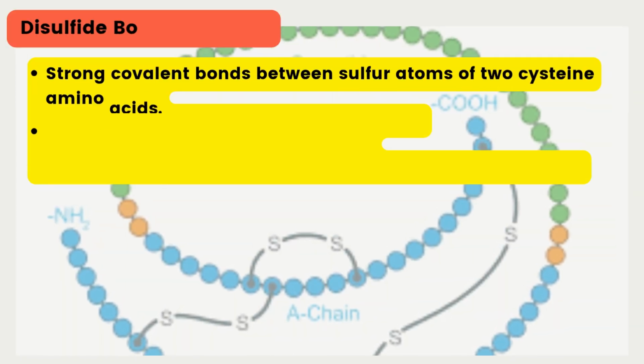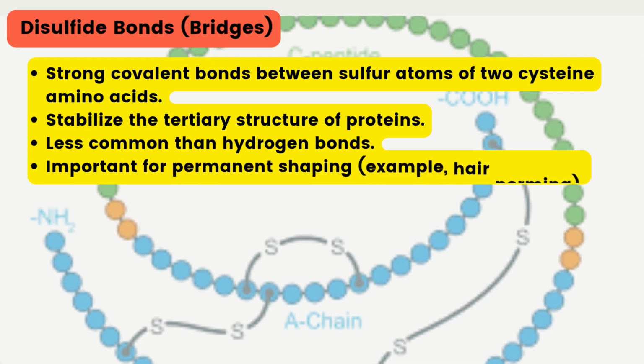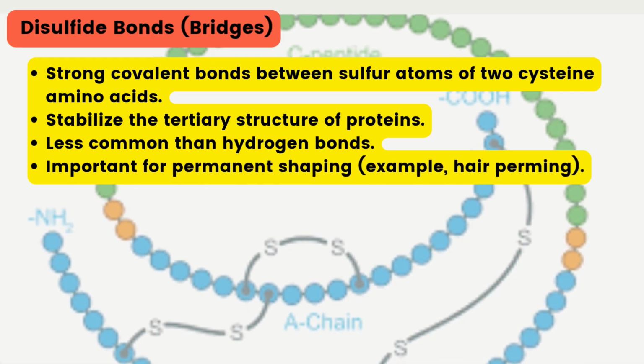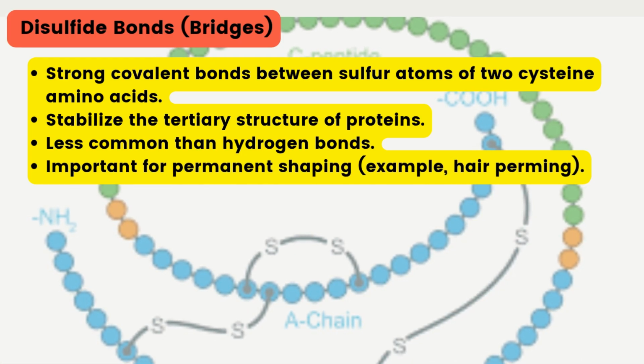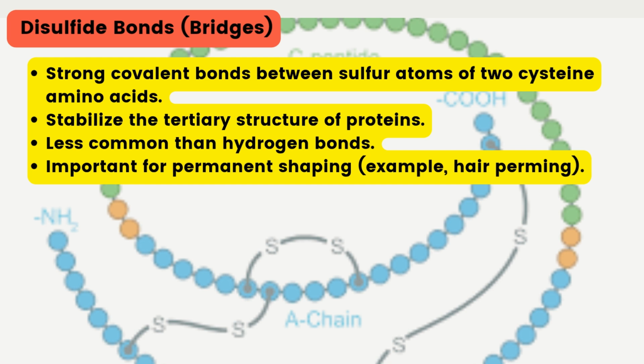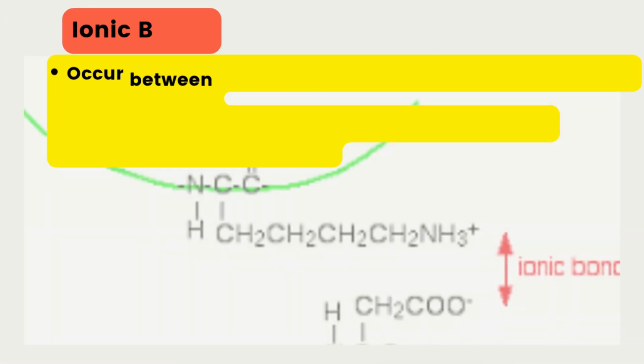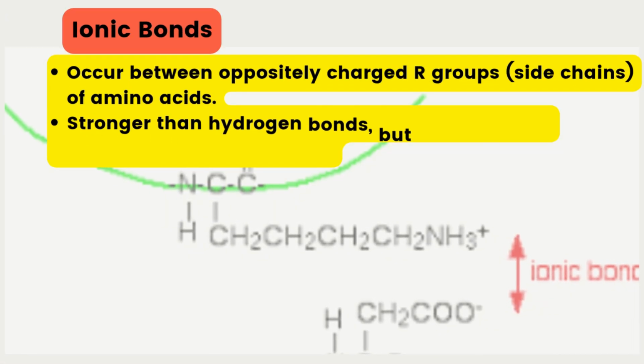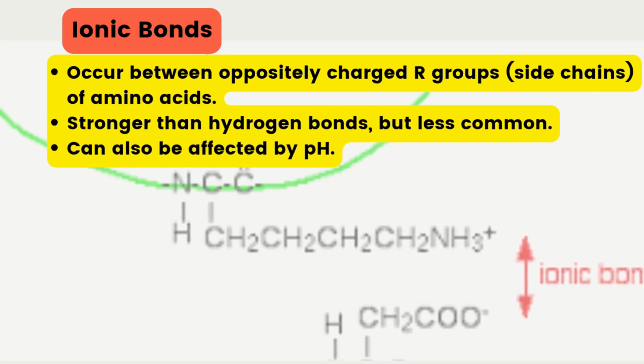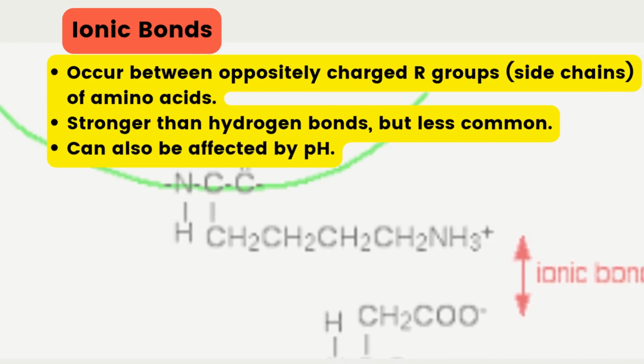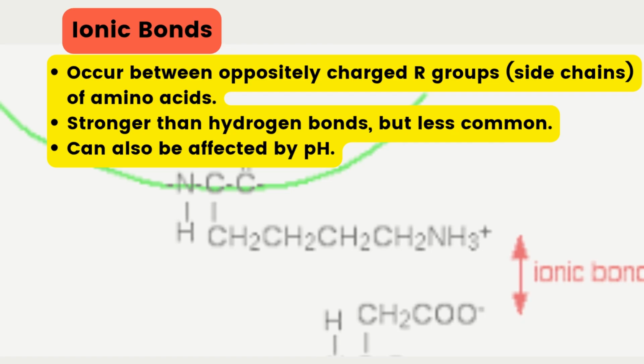Disulfide bonds, strong covalent bonds between sulfur atoms of two cysteine amino acids, stabilize the tertiary structure of proteins. Less common than hydrogen bonds. Important for permanent shaping, example, hair perming. Ionic bonds occur between oppositely charged R groups, side chains, of amino acids. Stronger than hydrogen bonds, but less common. Can also be affected by pH.